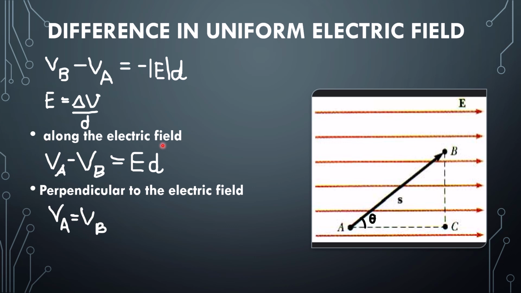The first special case is along the electric field. When it is in the same direction as the electric field, then VB minus VA is equal to ED. And if you go in the opposite direction, then VB minus VA is equal to minus ED. The second special case is perpendicular to the electric field. Then ED is equal to 0, so VA is equal to VB.